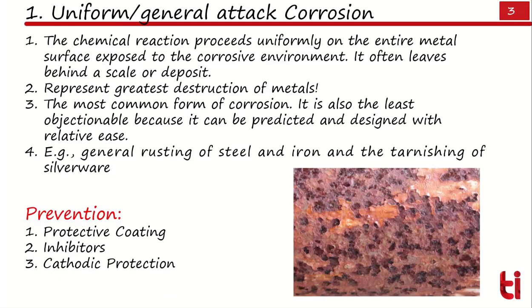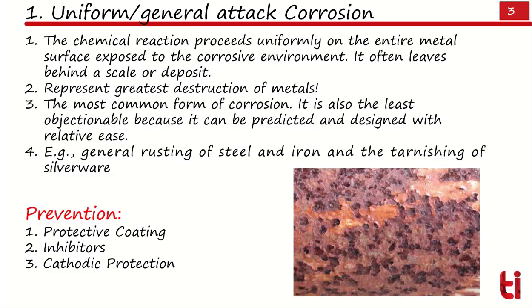The first category of corrosion that we are interested in is called uniform or general attack corrosion. As the name suggests, in this kind of corrosion, the chemical reaction proceeds uniformly on the entire metal surface exposed to the corrosive environment. It often leaves behind a scale or deposit, which you can see in the picture.